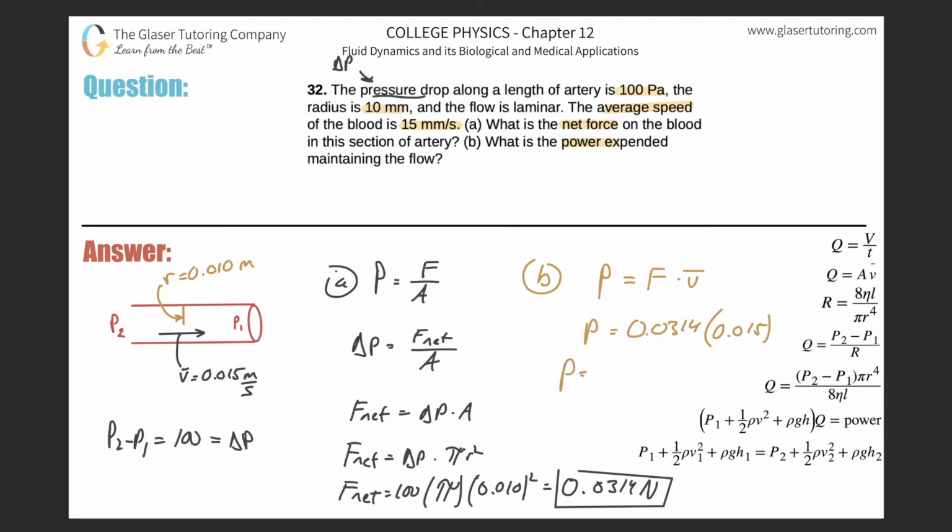And here the answer will be in terms of watts. 0.0314 times 0.015, well, actually let me use the exact value. So that exact answer from before times 0.015, and we get 4.71 times 10 to the minus fourth, and like I said, that is in terms of watts.